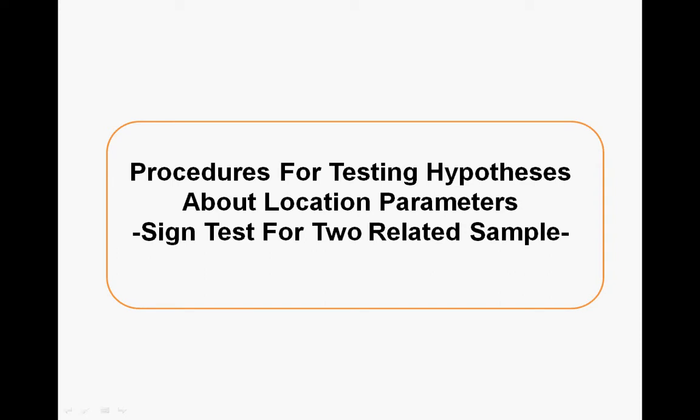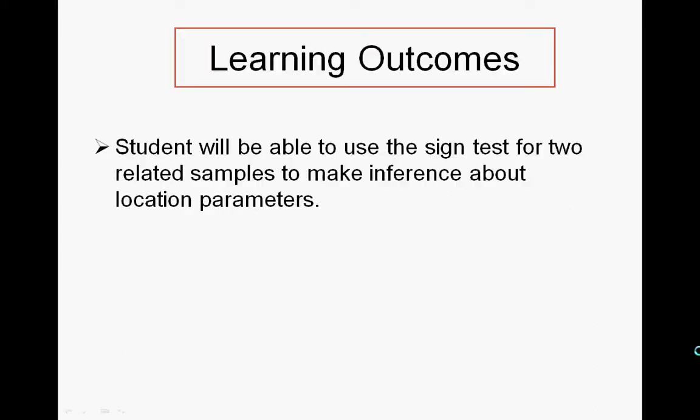Procedures for testing hypotheses about location parameters: sign test for two related samples. The learning outcome for this topic is that after studying it, students will be able to use the sign test for two related samples to make inference about location parameters.